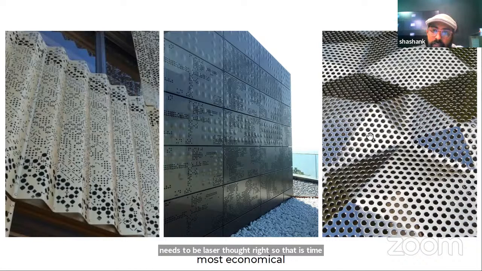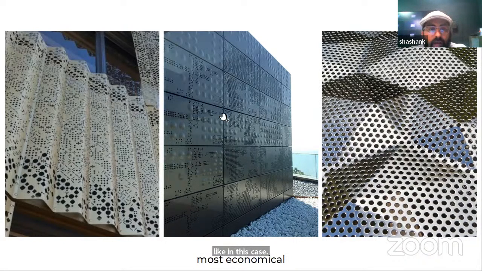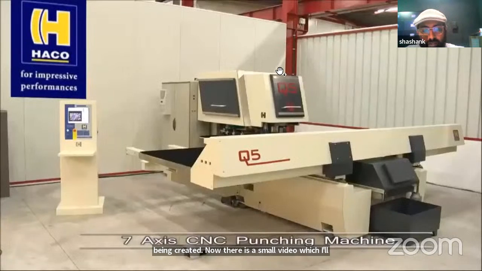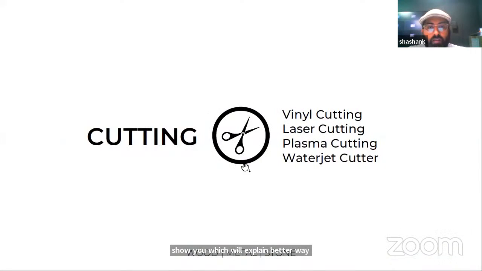The second part is punching. If you can see, the punch is literally how you punch someone. It's the same technique we use here, where you punch a certain area into a particular format, like in this case, a hexagon. In the center part, you have these circular punches happening. At the same time, holes are being created. Now there's a small video which I'll show you which will explain better what it does.